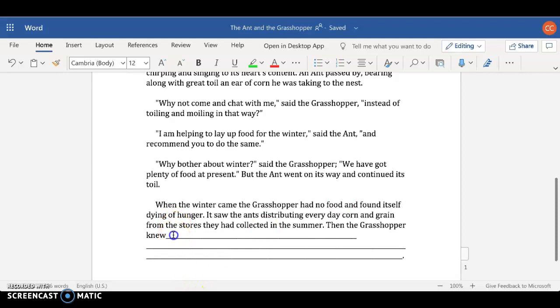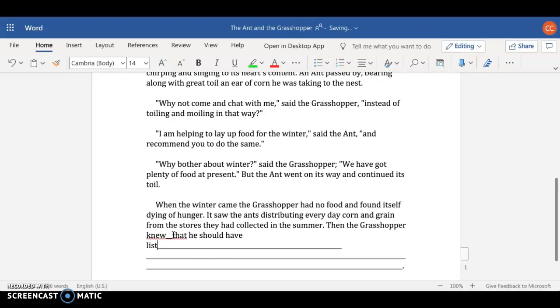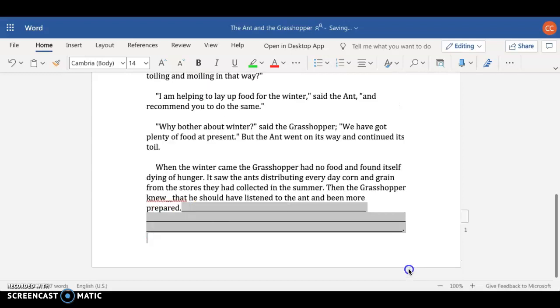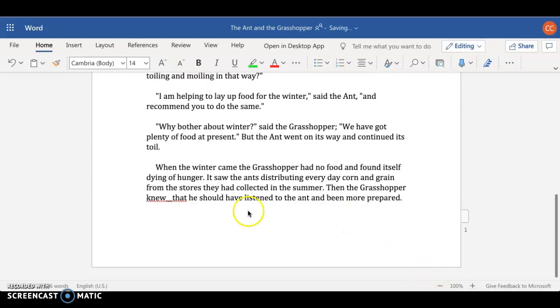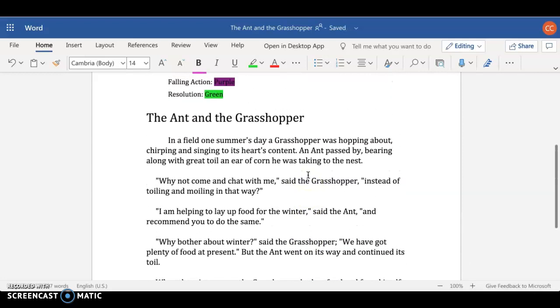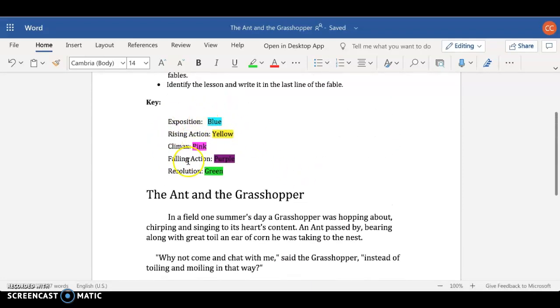I like that. So we're going to add that in. He knew that he should have listened to the ant and had, where are we at? There we go. Been more prepared. I'm going to get rid of the lines. Okay. There we go. So what we're going to do is go through and annotate in our colors.